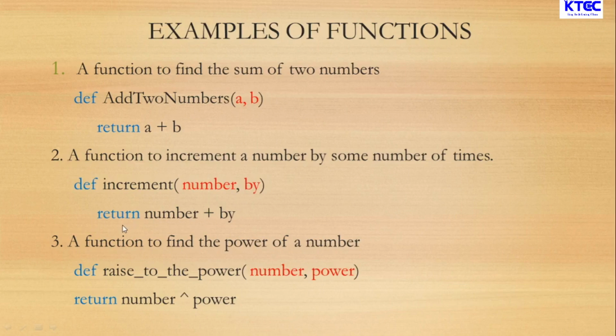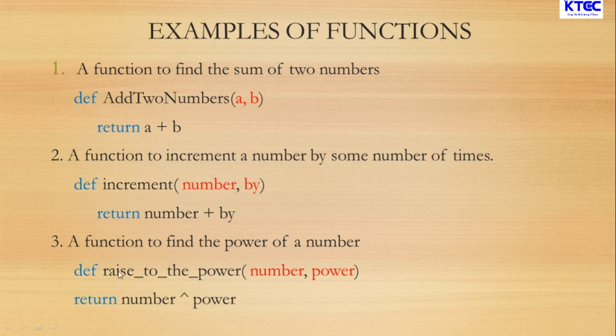So what is going to happen here is this. It's going to return the number and then add the by to it, since we are increasing it by this number, and then return it into this increment. So whenever increment is called, this will be executed and the results stored so that we can use it anywhere we want. Now, the third one is a function to find the power of a number.